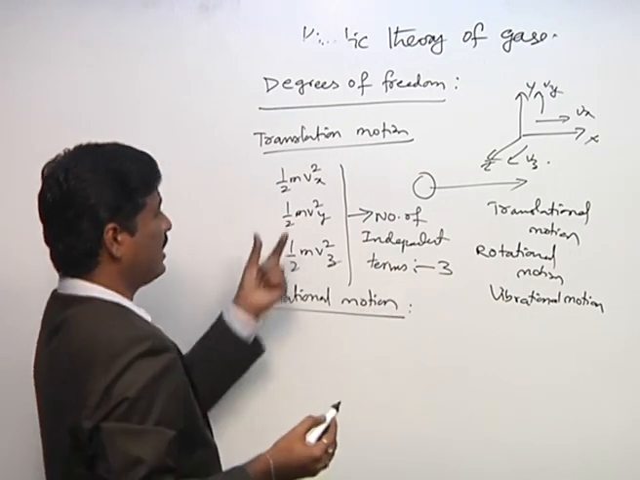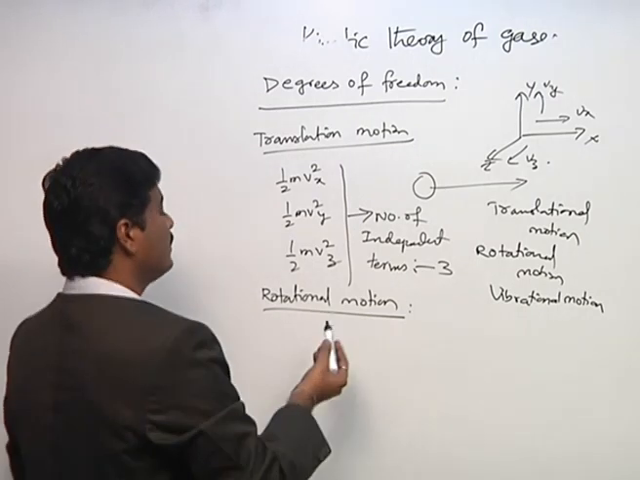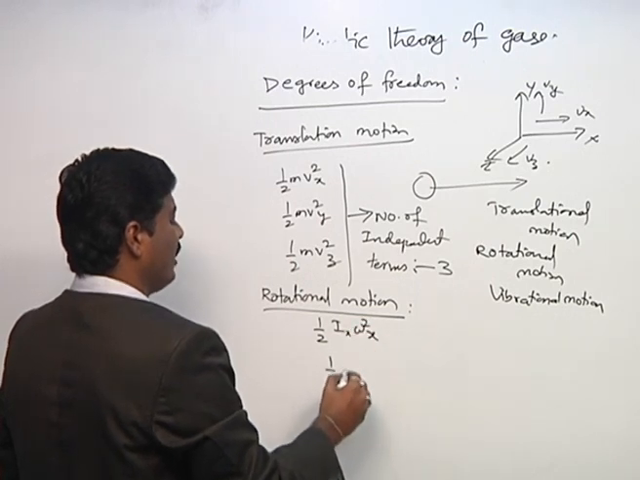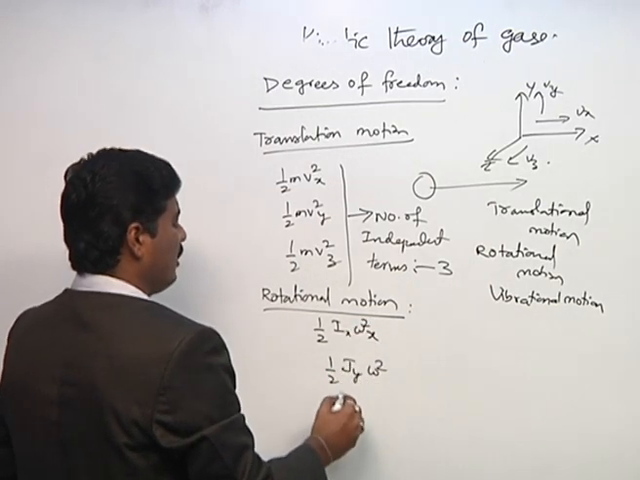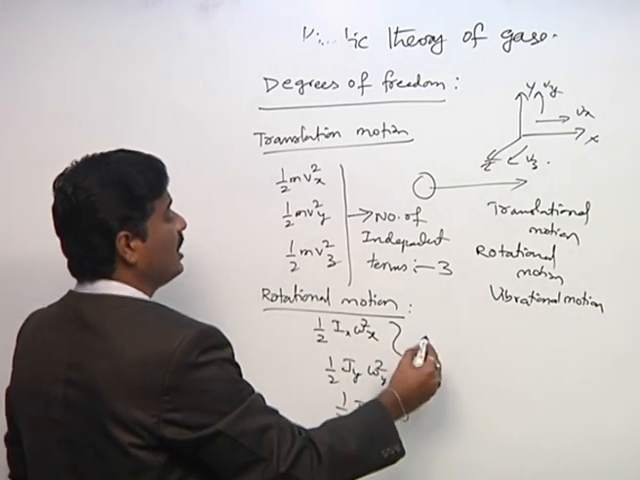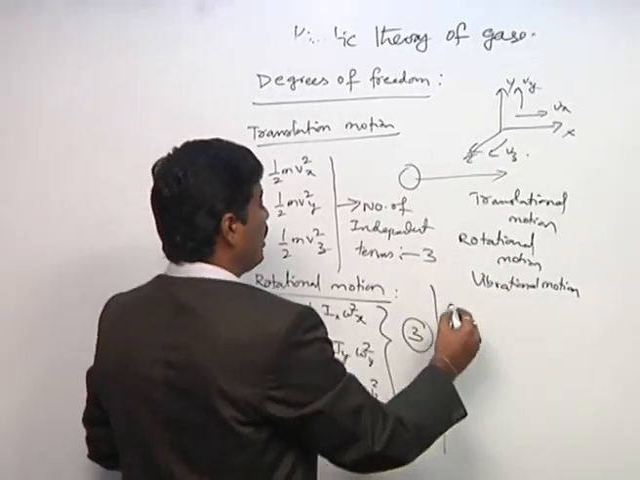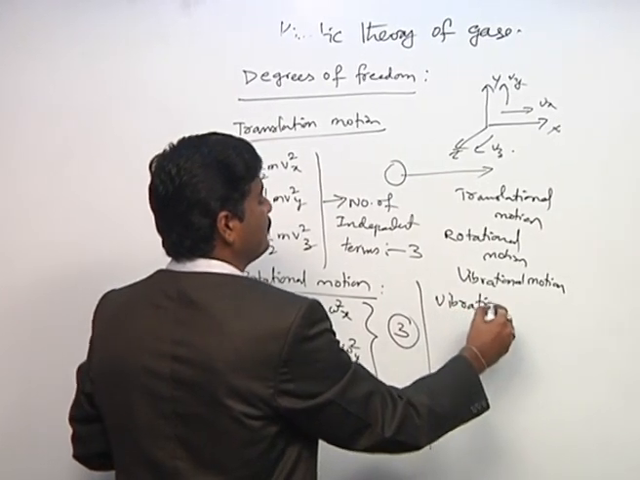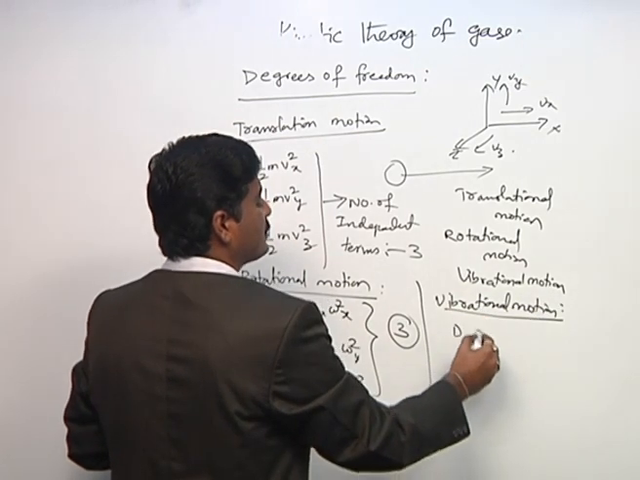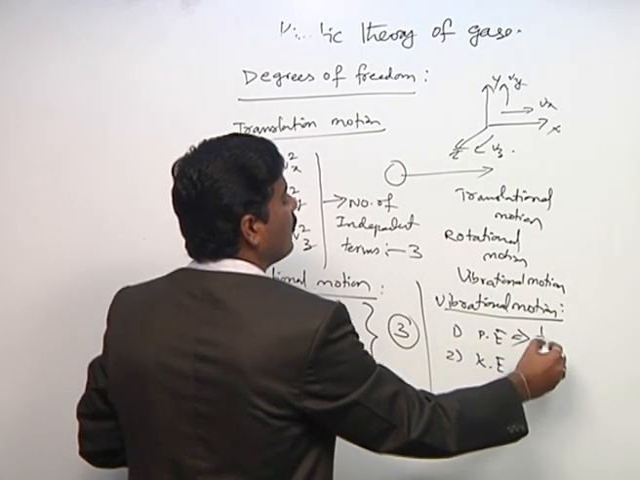In rotational motion, we have the same kind of energy terms. Here we had translational kinetic energy; in rotational motion, we have rotational kinetic energies in terms of (1/2)I_x omega_x squared, (1/2)I_y omega_y squared and (1/2)I_z omega_z squared. So here the number of independent terms is 3. Similarly, another type of motion is called vibrational motion. One term corresponds to potential energy and one to kinetic energy. The potential energy corresponds to (1/2)k r squared.